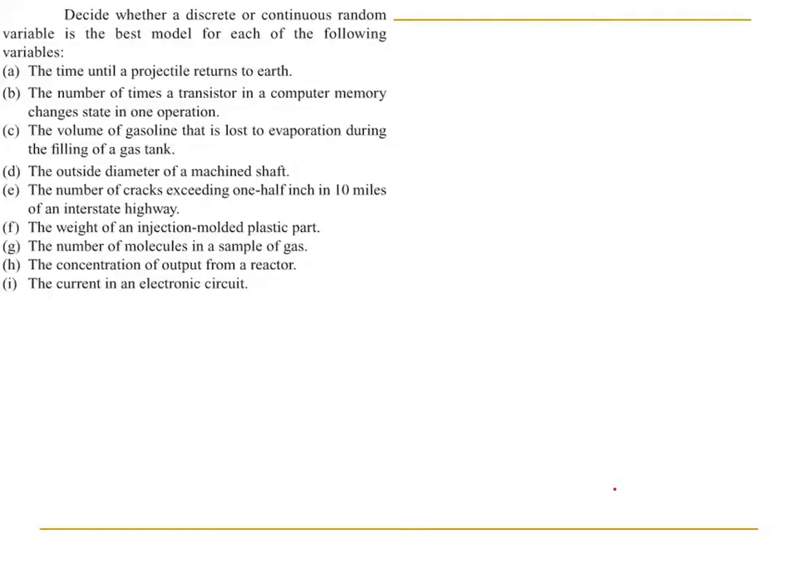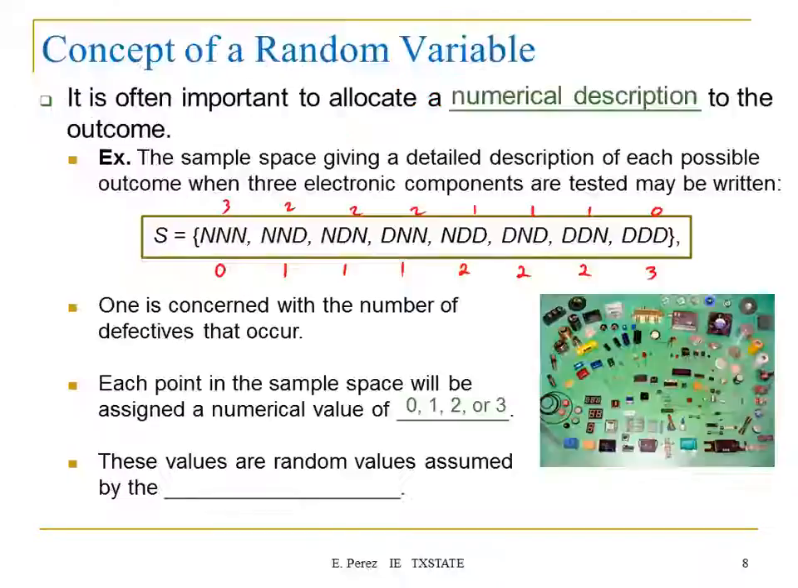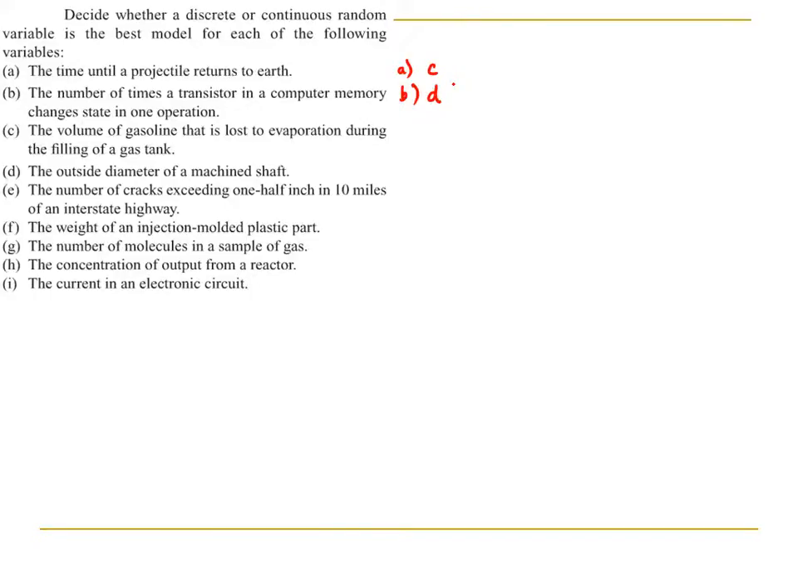Done? Start with the first one, the time until a projectile returns to Earth. Set continuous or discrete? Continuous, correct? B, the number of times a transistor in a computer memory changes state in one operation. Discrete, correct. The volume of gasoline that is lost to evaporation during the filling of a gas tank. Discrete or continuous? Continuous, correct.